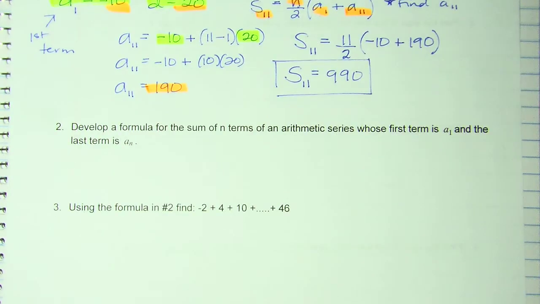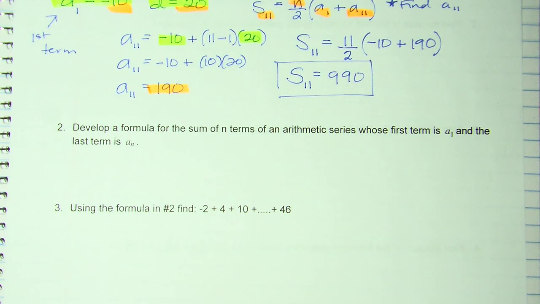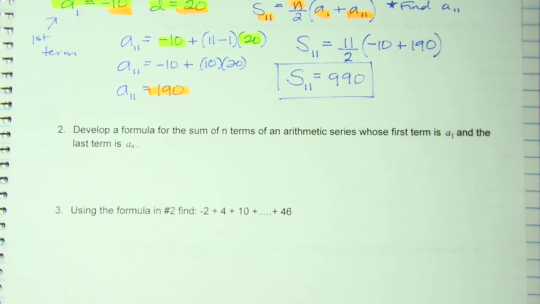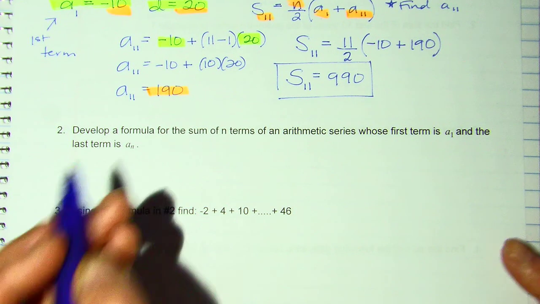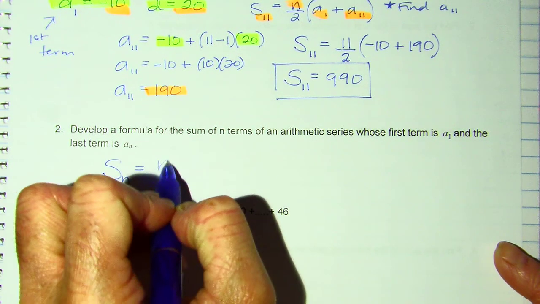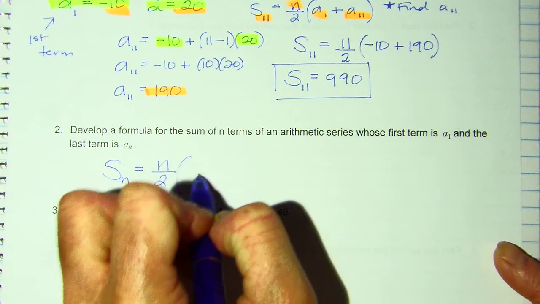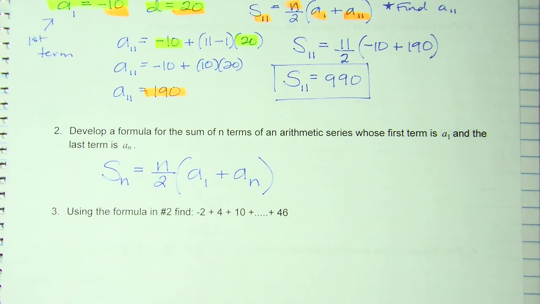All right, number 2 is kind of repetitive. It's how to develop the formula. So how to develop the formula for the sum of n terms of an arithmetic series whose first term is a1 and the last term is an. So the sum of n, again, is n over 2 times the first term plus the term that we're speaking of. So it's just the formula written again.